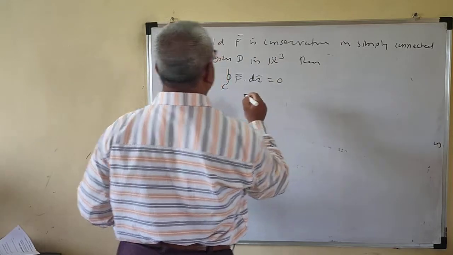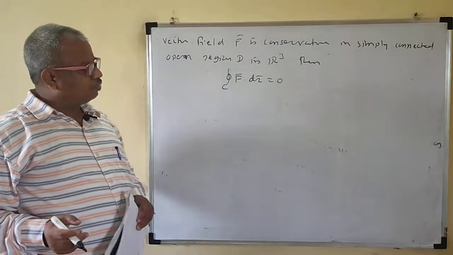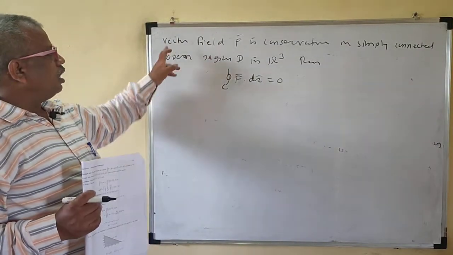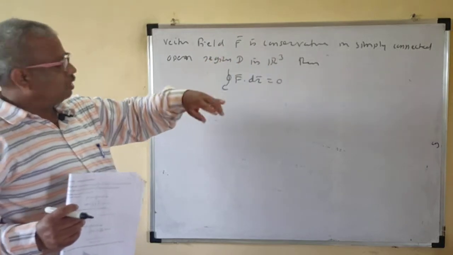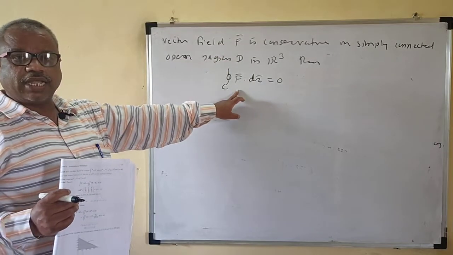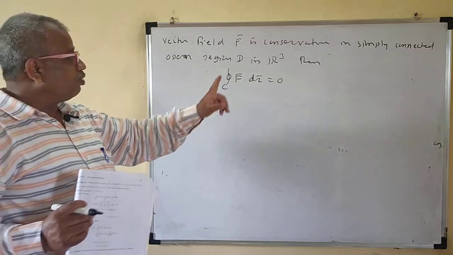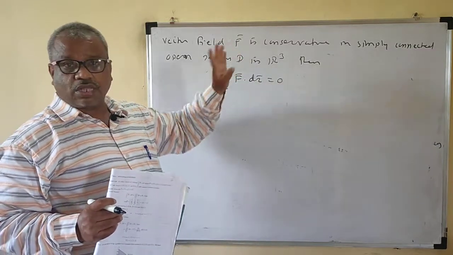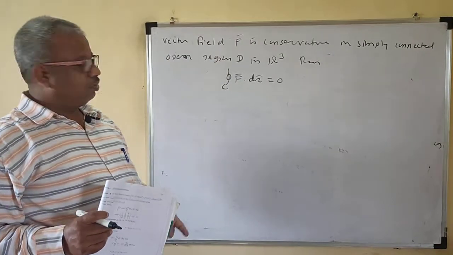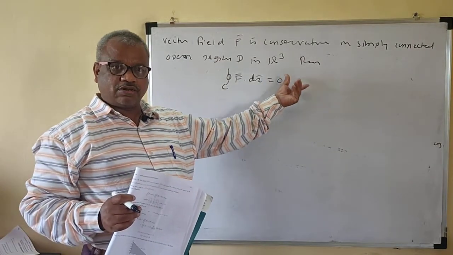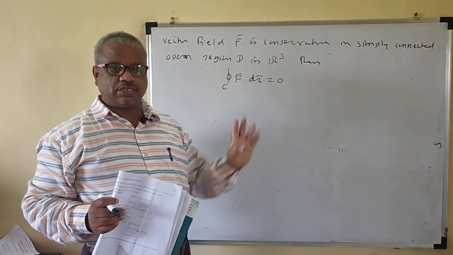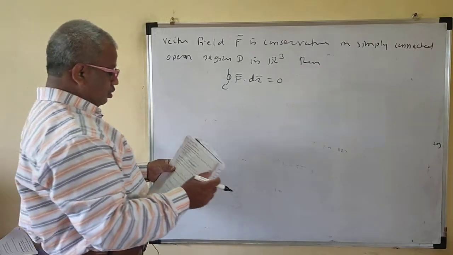Conservative means irrotational also. They will apply the irrotational condition. That means if vector field F(r) is irrotational in a simply connected region, then the line integral is 0. This is the Stokes theorem also. By Stokes theorem, because the field is conservative, that means the curl is 0. So the double surface integral will be 0, since the curl is 0.